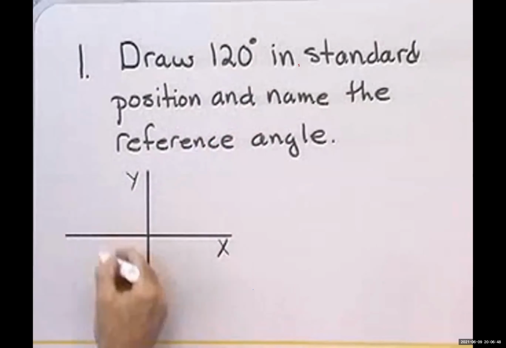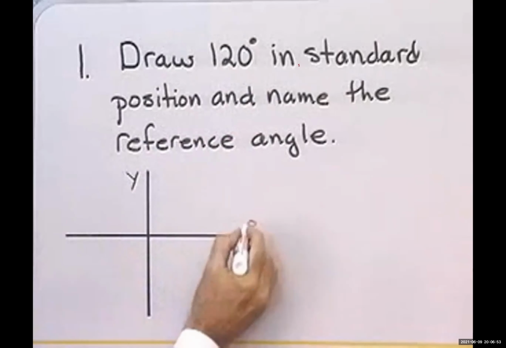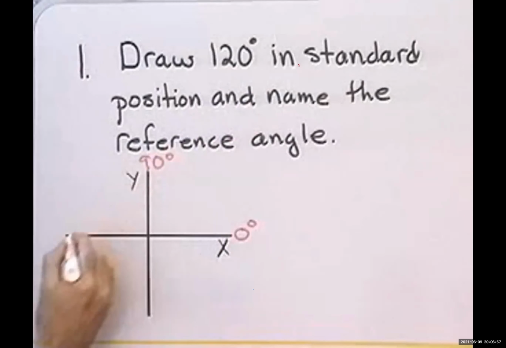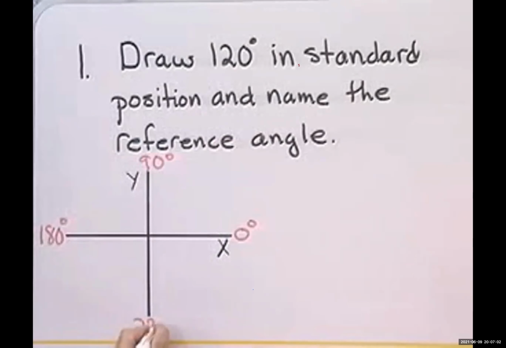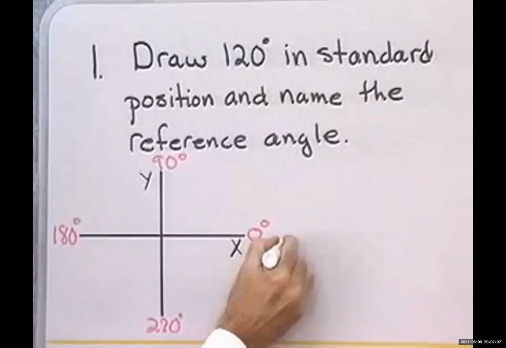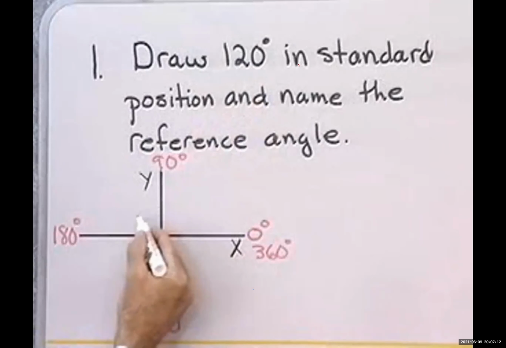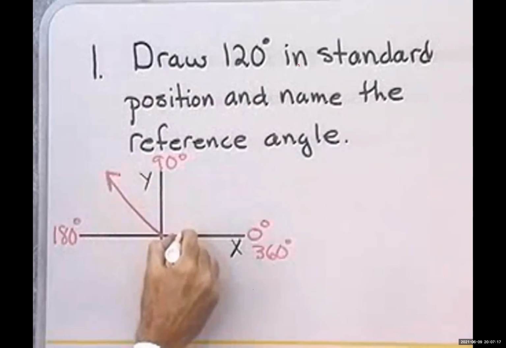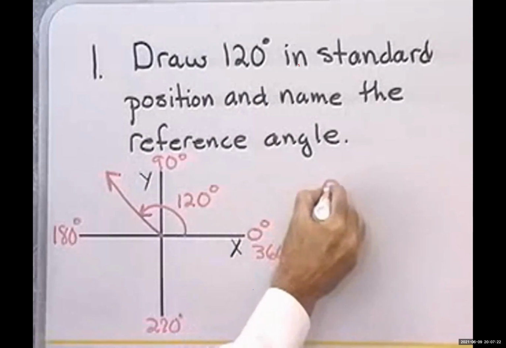So if I go around my coordinate system, if my angle in standard position terminated here, that would be 0 degrees. If it terminated straight up here, that would be 90 degrees. Over here, 180 degrees. And down here, 270 degrees. If I went all the way around and made it back to here, that would be 360 degrees. So the angle I'm talking about is 120 degrees. That's between 90 and 180, so I'm going to draw it in right here. Here is 120 degrees. That's my angle theta.